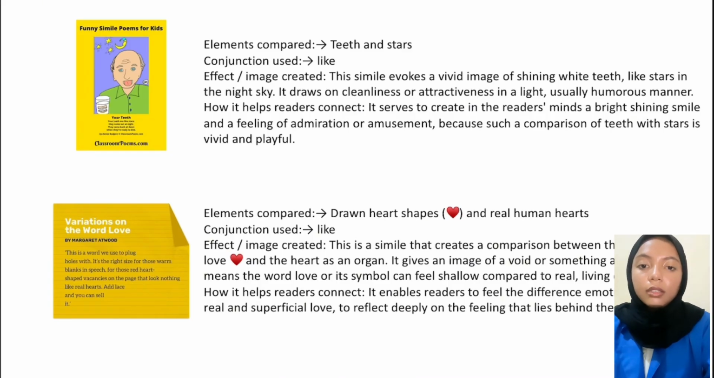How it helps the reader connect: it serves to create in the reader's mind a bright, shining smile and a feeling of admiration or amusement, because such a comparison of teeth with stars is vivid and playful. And next, the element compared is a drawn heart shape and a real human heart. Conjunction used is like. Image created: this is a simile that creates a comparison between the symbol of love and the heart as an organ. Image of a void or something artificial, which means the word love or its symbol can feel shallow compared to real living emotion. How it helps the reader connect: it enables the reader to feel the difference emotionally between real and superficial love, to reflect deeply on the feeling that lies behind the word itself.